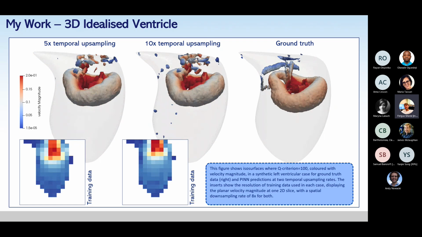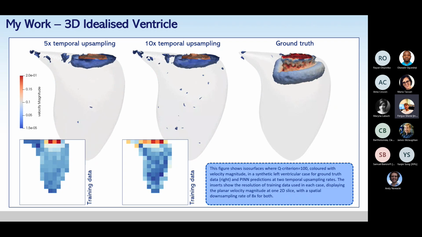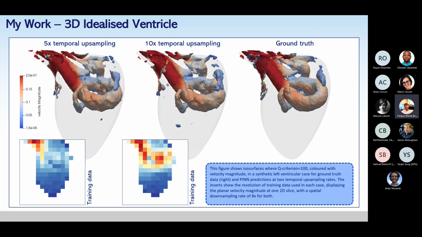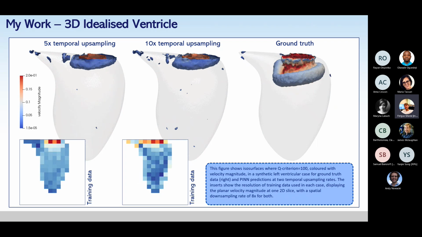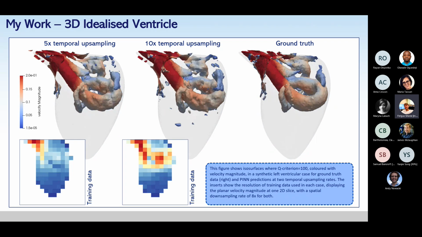This is what the training data looks like. This is downsampled by 5 times in time, and this is 10 times in time. And for both of these, you see pretty good reconstruction of the coherent structures in the flow.